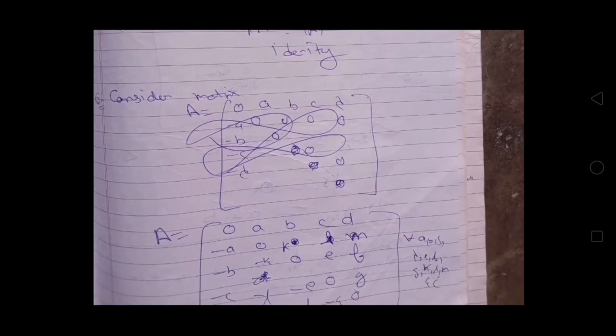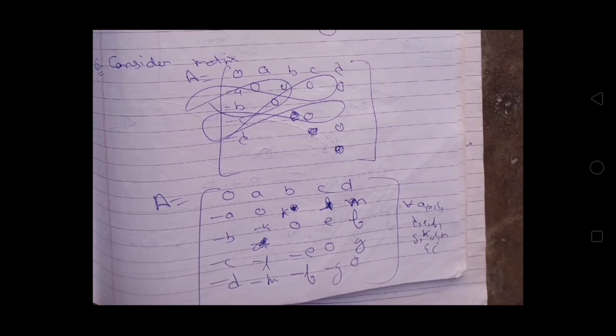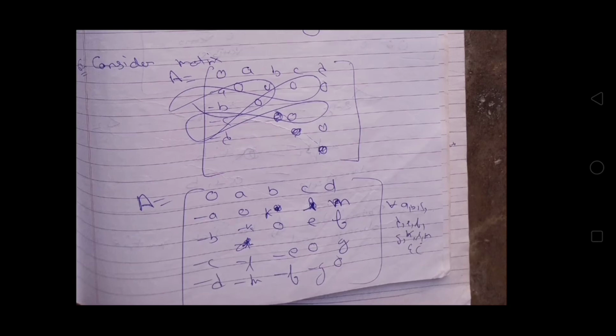Now consider this question. You can see this is a skew symmetric matrix of odd order, so the determinant of this matrix will be 0, whatever be the value of a, b, c, d, e, f, g, k, l, m, n, which belongs to complex number.